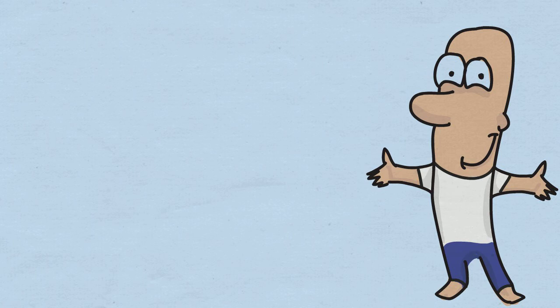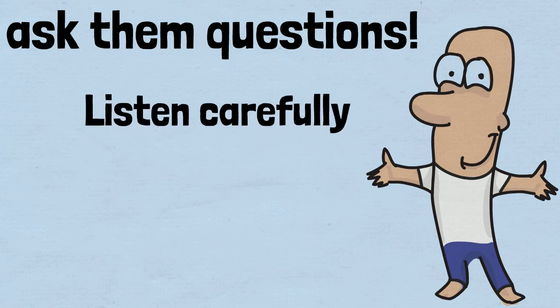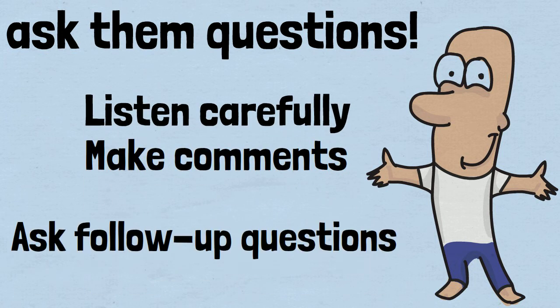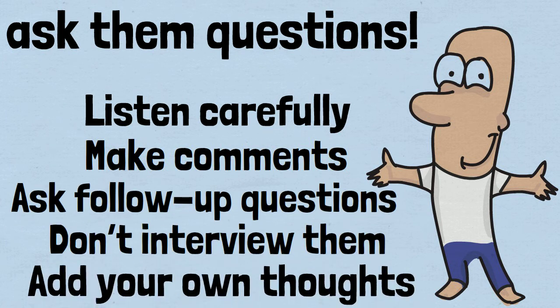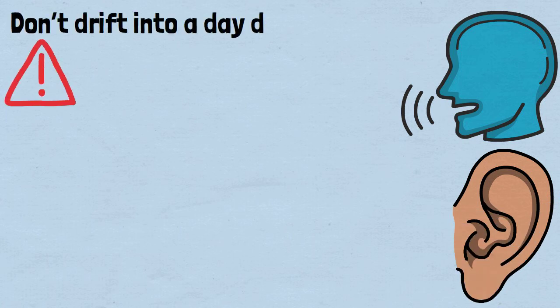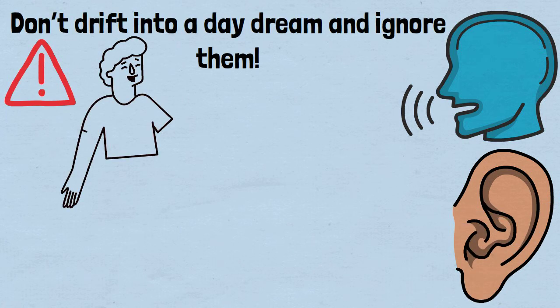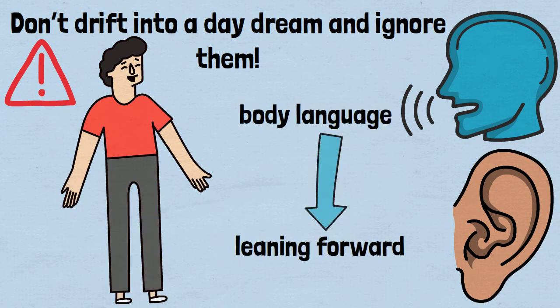The easiest way to put this technique into practice and learn more about someone is to ask them questions. However, there are some rules you need to stick to get the best results. Listen carefully, make comments, ask follow-up questions, don't interview them, add your own thoughts. Let's look at these in more detail. When talking to someone, you should listen carefully. Don't drift into a daydream and ignore them. Engage in the conversation. You can show this by using your body language, for example, leaning forward and nodding your head when appropriate.